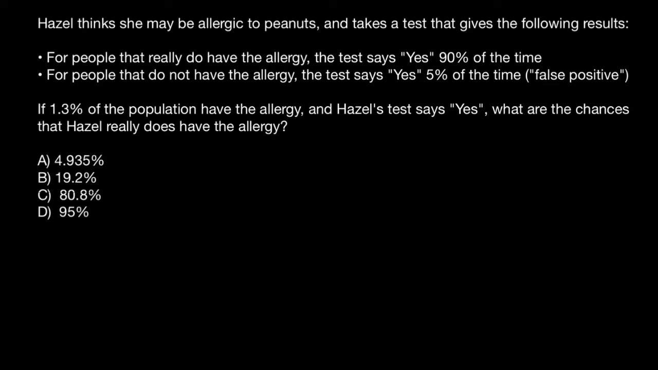This is a probability and statistics problem for medical students, and here's the problem. Hazel thinks that she may be allergic to peanuts and takes a test that gives the following results. For people that really do have the allergy, the test says yes 90% of the time. For people that do not have the allergy, the test says yes 5% of the time, false positive. If 1.3% of the population have the allergy and Hazel's test says yes, what are the chances that Hazel really does have the allergy? And here are variants to choose from.